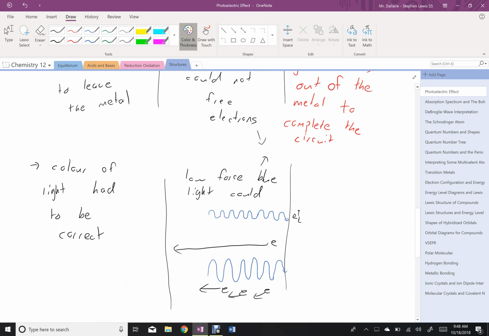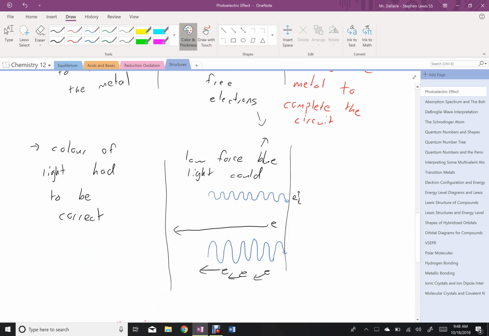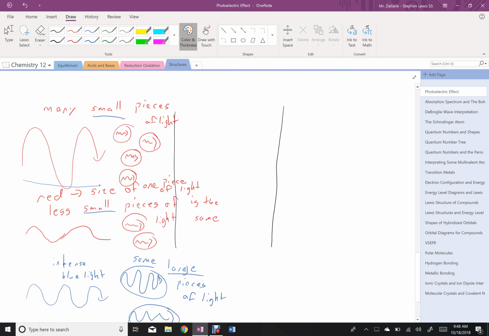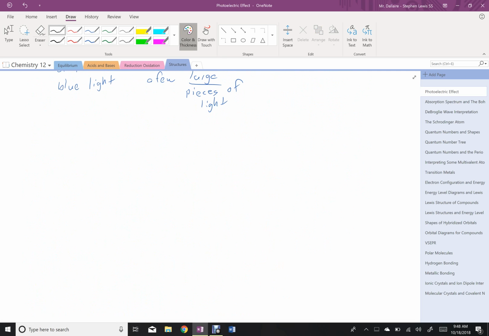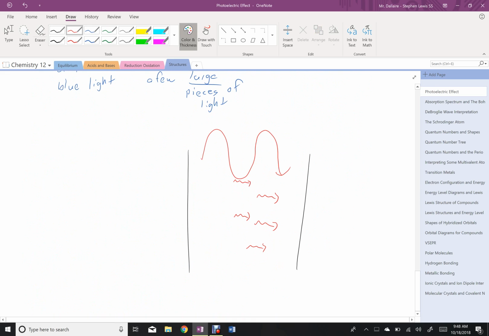How does this experiment verify that? Well, first of all, let's talk about why we couldn't get any electrons when we had a red light. Again, imagining our two plates, and we're going to send a very high intensity set of red light at that, which means instead of thinking of it as one giant red wave, we're thinking about it as tons and tons of little pieces of light. The problem is that no individual piece of light has enough energy to release an electron.